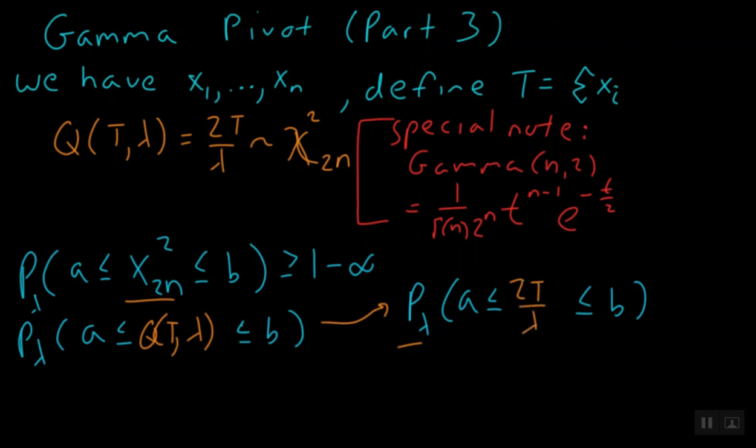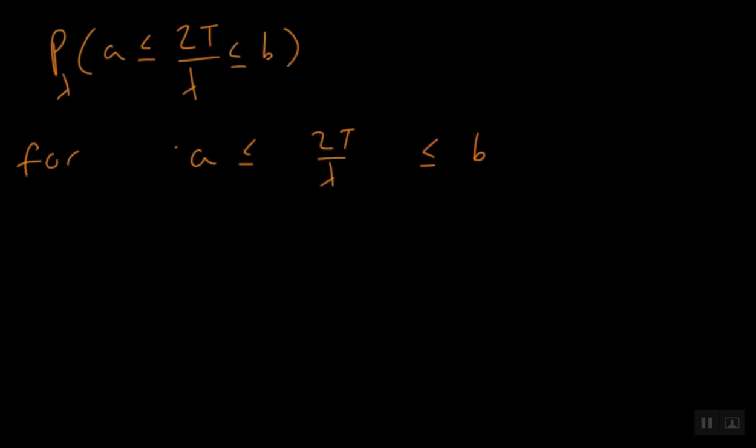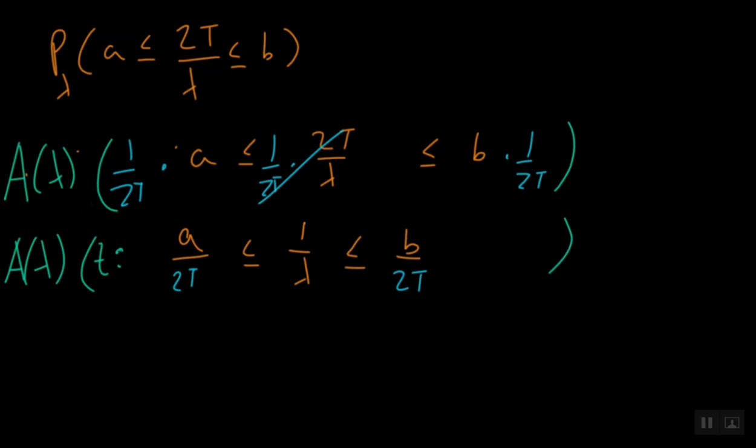Now let's do some arithmetic here to get to our inversion method. We now want to solve for lambda, so let's multiply all three pieces here by 1 over 2T. I want to add that we were doing this work inside our acceptance region of lambda, and here we have our acceptance region of lambda for T, such that A over 2T is less than or equal to 1 over lambda, less than or equal to B over 2T.